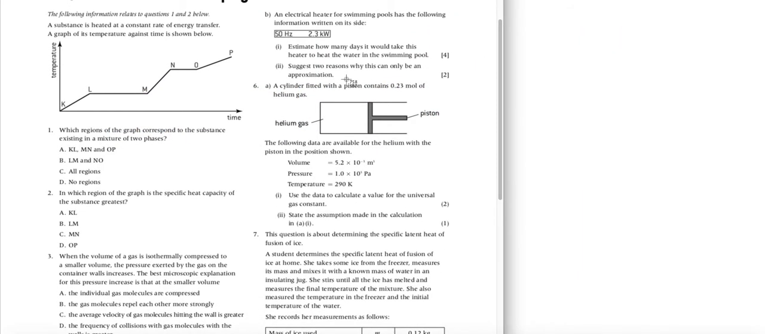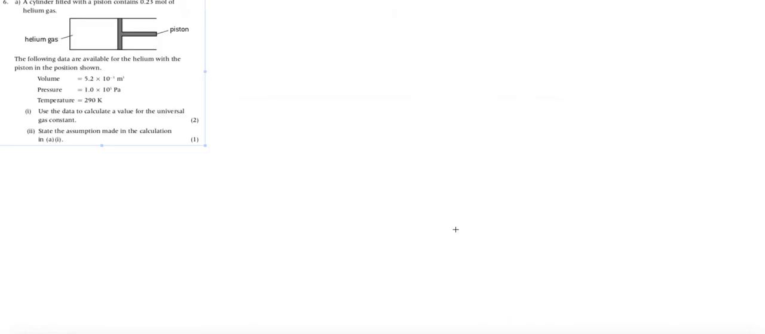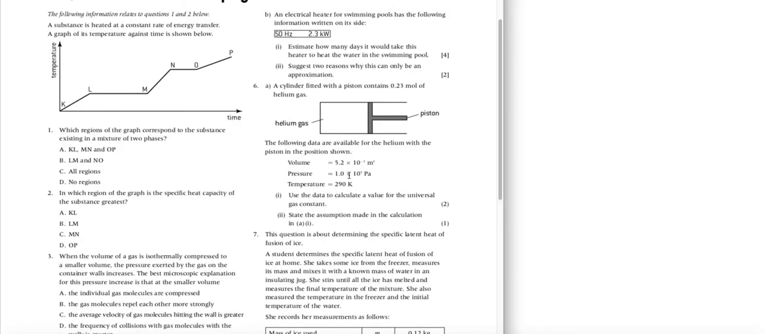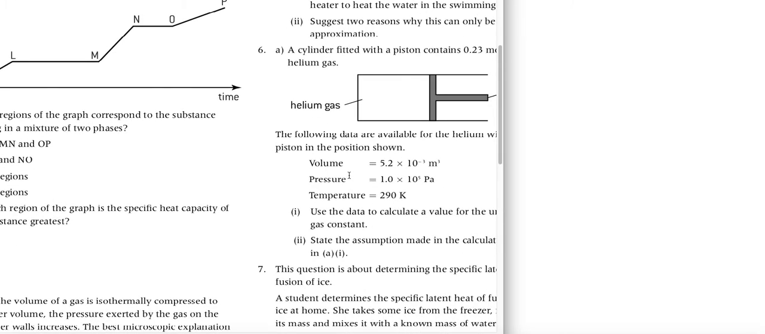Exercise number 6. A cylinder fitted with a piston contains 0.23 moles of helium gas. The following data are available. We know the volume in meters cubed, we have the pressure in pascals, and we have the temperature, which is 290 kelvins. I hope that this pressure is 10 to the power of 5. Yes, it is 10 to the power of 5.